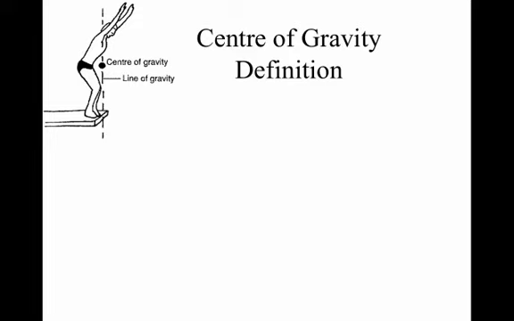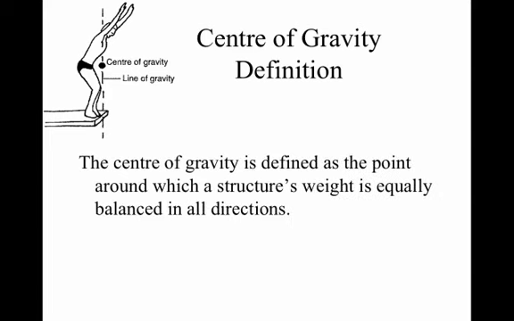Let's start with an exact definition, or fairly exact. When we're talking about the center of gravity of an object, it's defined as the point around which a structure's weight is equally balanced in all directions. So let's keep going.